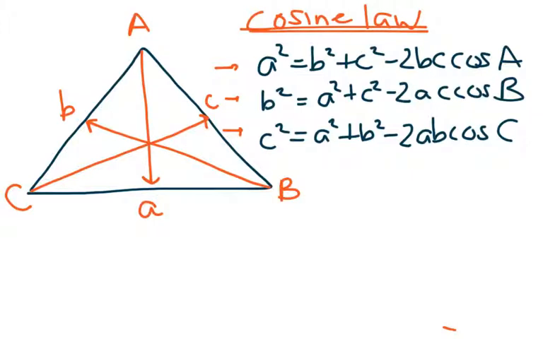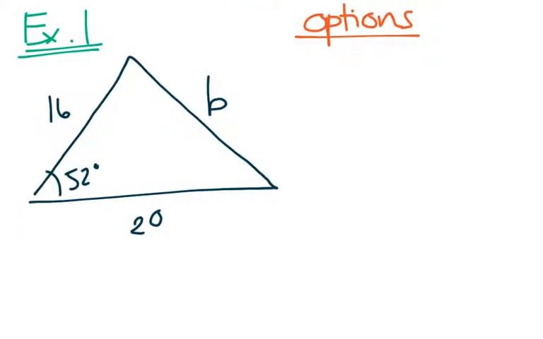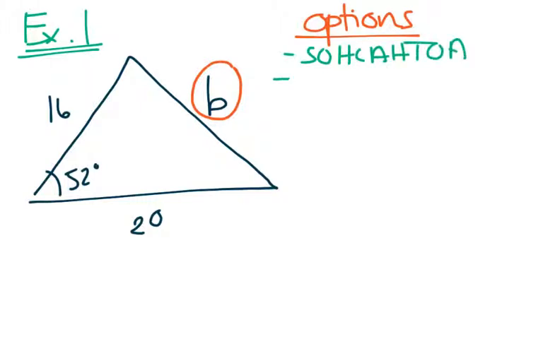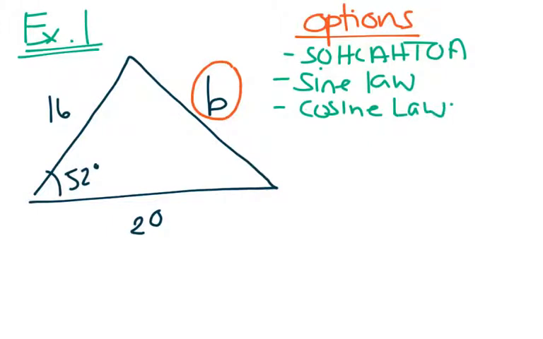So I think we are ready to do our first example. Example number 1 says find the measure of the unknown side to the nearest tenth of a centimeter, which is 1 decimal place. The unknown side is labeled b, so we know that this is the one we're looking for. Let's list out the options that we have. We could solve this using SOHCAHTOA, sine law, or cosine law. These are the order in which we learn them in this class.